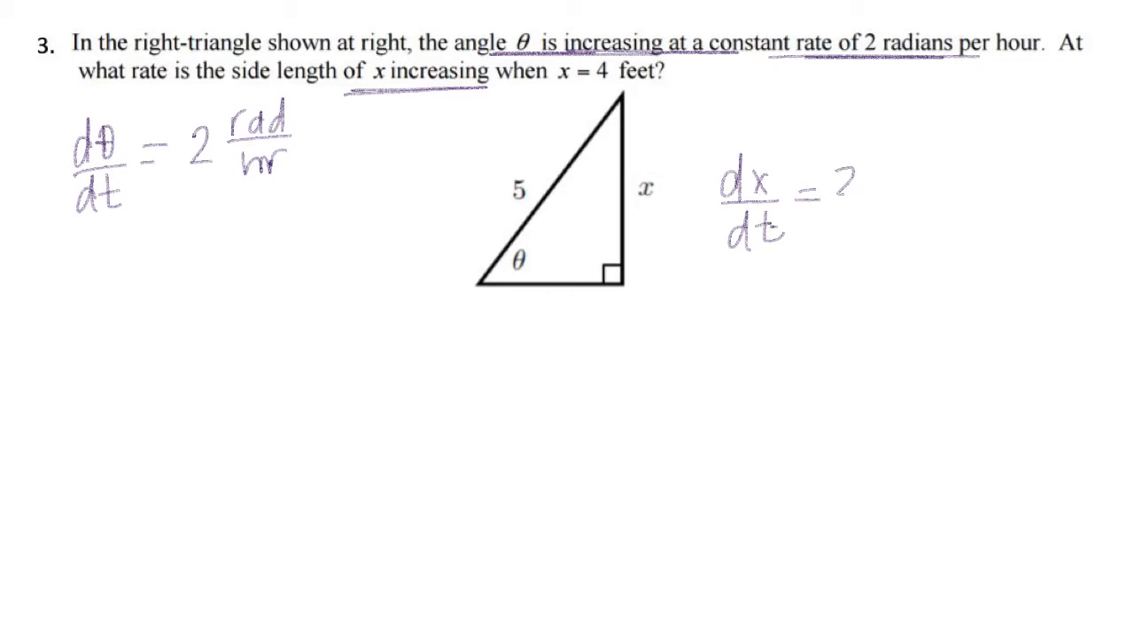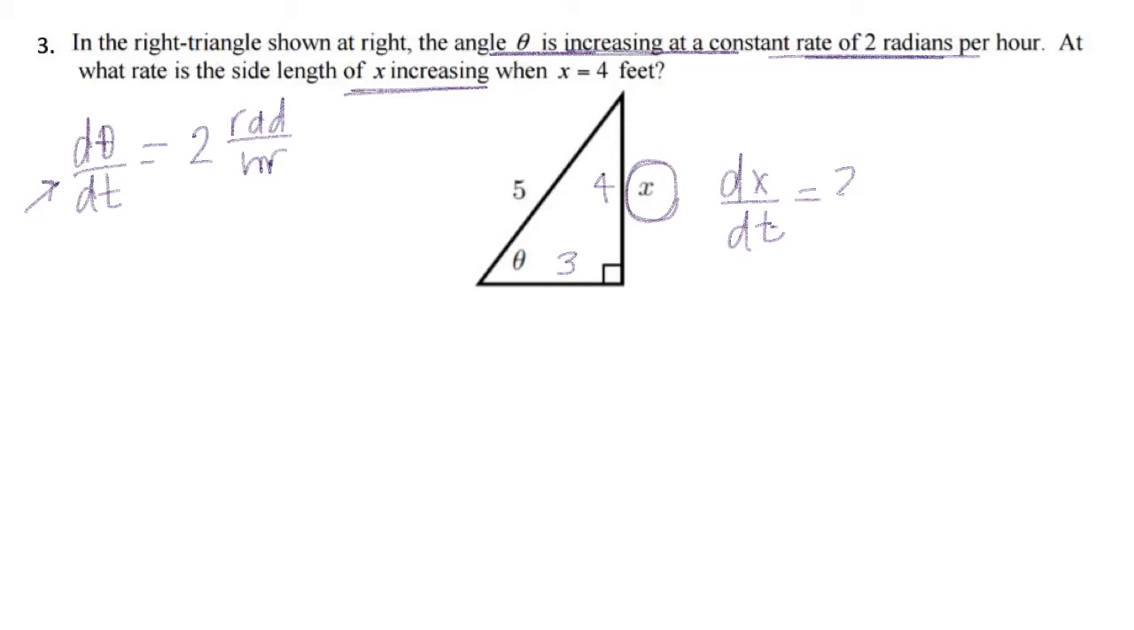When x is 4 feet. So we also know that's 4. So hopefully we see that's probably going to be a 3. And gosh, so we need to find the rate of change of that x, but we're given a rate of change of an angle. Now, we want to jump on the x squared plus y squared equals c squared train, but that's not going to help us when our rate of change of the angle is given to us.